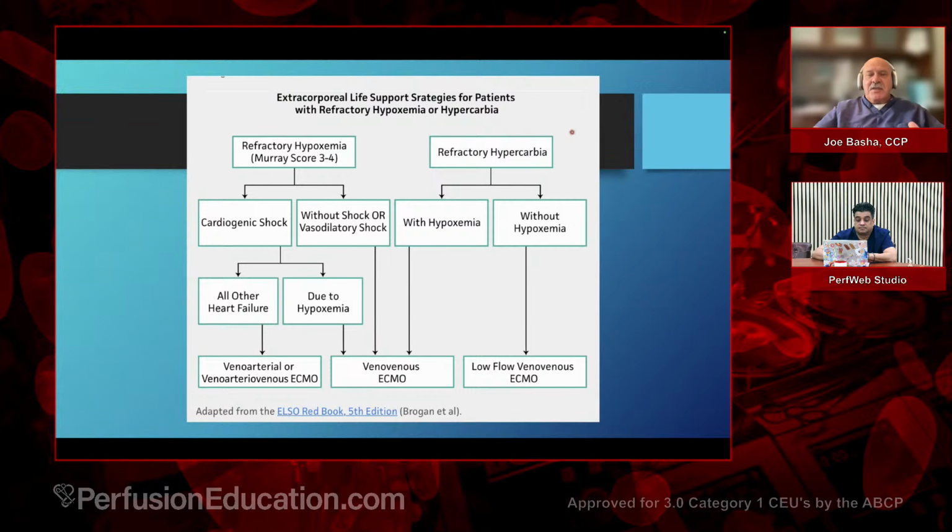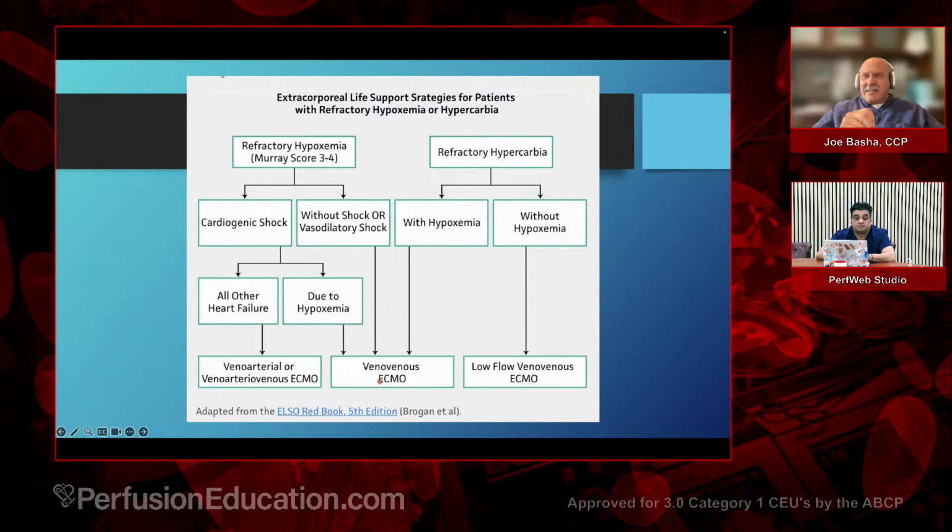So here is a nice little kind of thing that helps you to decide what kind of ECMO we do. And I think what is really important about this is if you have cardiogenic shock, and it is due to hypoxemia, you don't do veno-arterial or veno-arteriovenous ECMO. If your cardiogenic shock is due to hypoxemia, do VV ECMO.